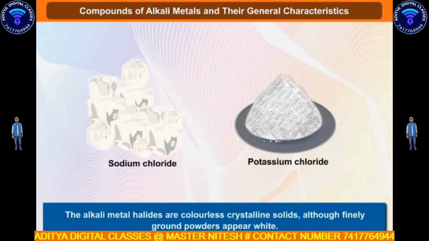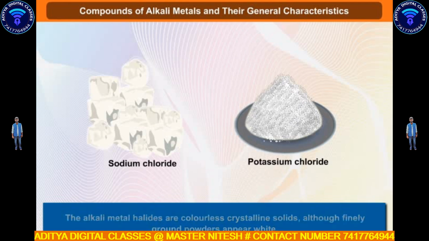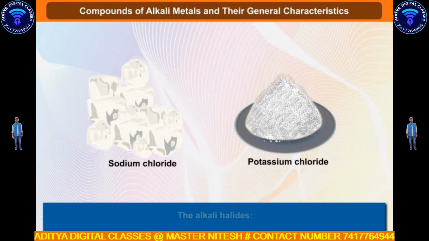The alkali metal halides are colorless crystalline solids, although finely ground powders appear white. The alkali halides are lithium halide, sodium halide, potassium halide, rubidium halide, and cesium halide. Here, X can be fluorine, chlorine, bromine, iodine. The alkali halides are ionic in nature. All these halides have high melting points.